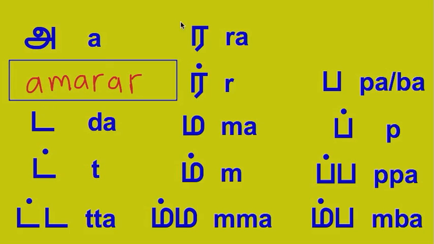Alright, so the first letter, if we write it in Tamil, a. Next letter, ma. Next, ra. And the last letter, ir. There we go. Amarar. That's easy. Next one is a little harder.